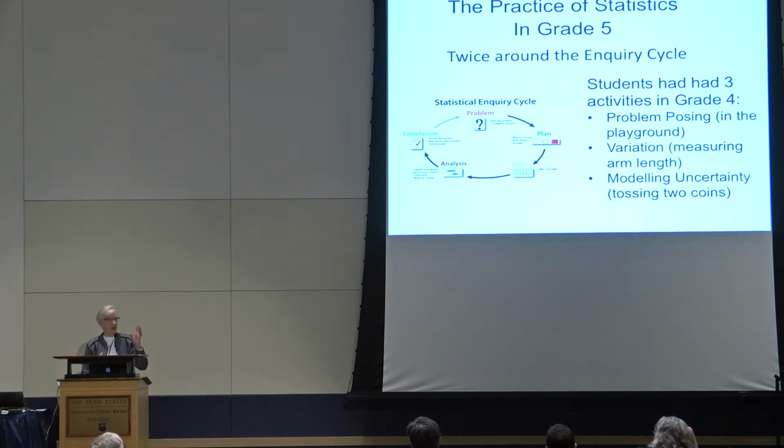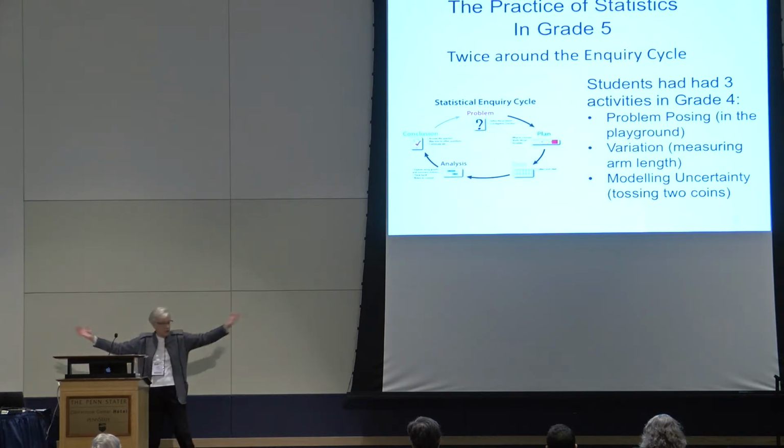What these students had done in grade 4 was an activity on problem posing in the playground. What do we need to do to ask questions? What do we need to better the program and all that sort of stuff. Then we had looked at an activity on variation. We measured one student in the class: everybody in the class measured Antonio's arm span, and then we measured everybody else in the class just once.